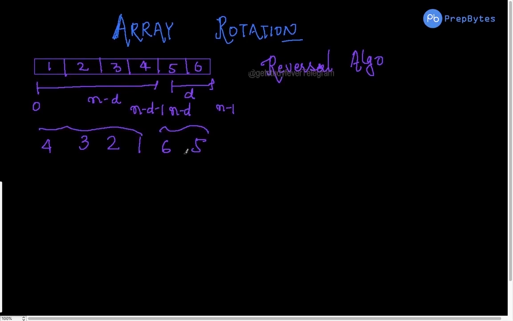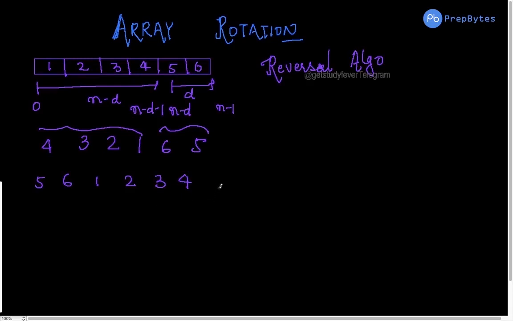Now what I do is reverse the complete array. So when I reverse the complete array, what do I get? We have 5, 6, 1, 2, 3, 4. So you can see that this is the rotated array, how I wanted my array to be. If I wanted to rotate this array by 2, this is how it would look.